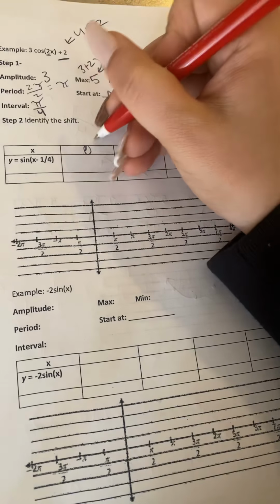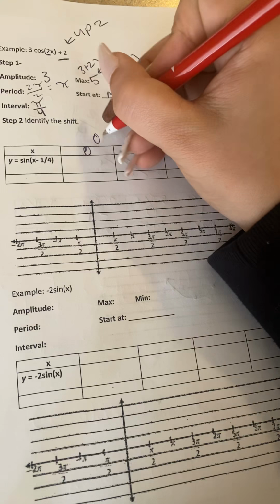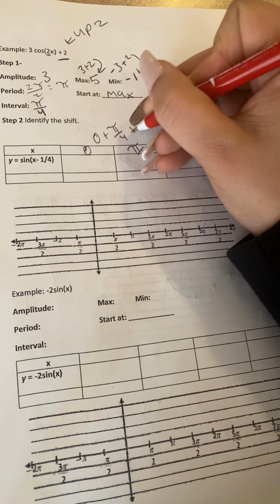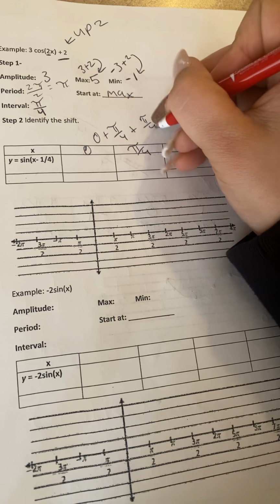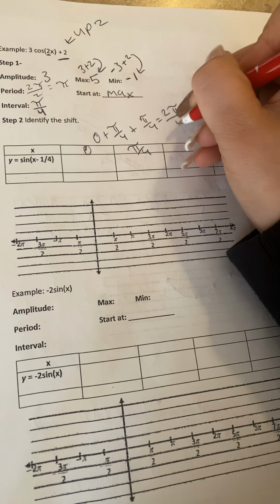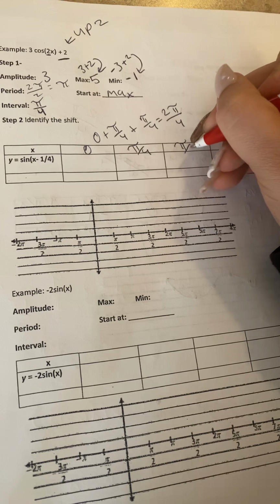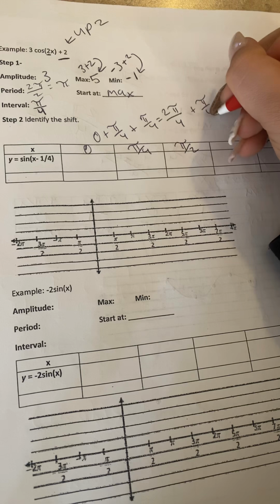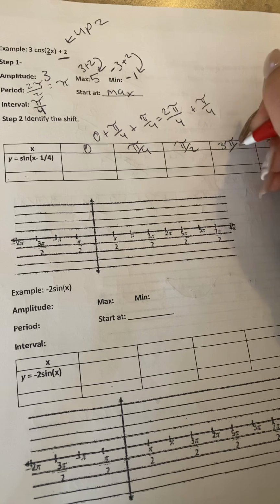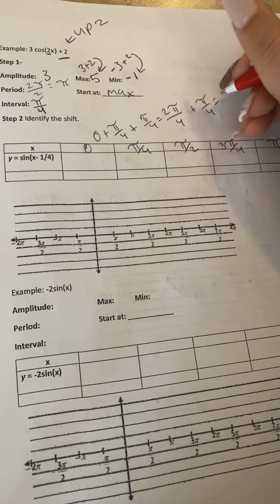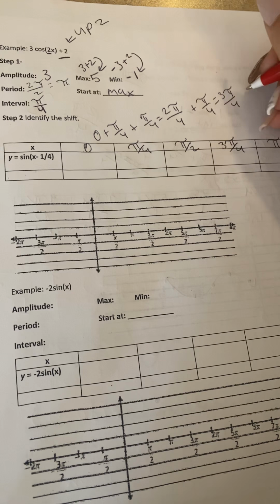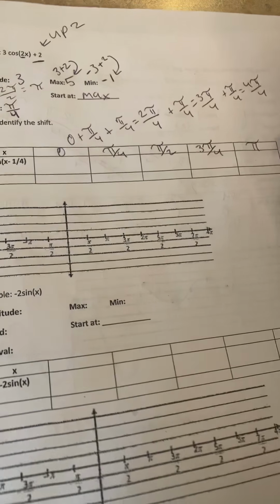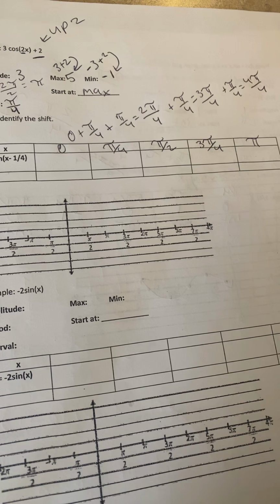Okay, so we're going to start at 0. We're going to add our interval every time. Plus pi over 4, which is pi over 4, plus another pi over 4 is 2 pi over 4, which simplifies to pi over 2, plus another pi over 4 is 3 pi over 4, plus another pi over 4 gives me 4 pi over 4, which simplifies to just pi.